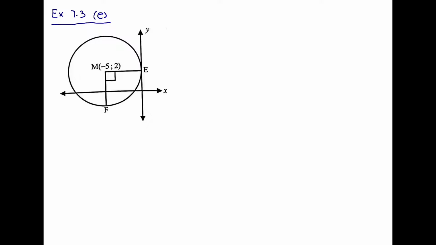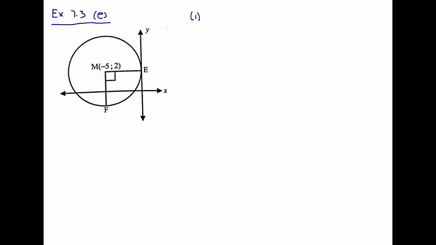I'm now going to do exercise 7.3 E as an example with you. Question E says, it's at the top of page 293: A circle with center M(-5; 2), which is labeled, touches the y-axis at E and passes through point F. Question 1: write down the coordinates of E and F.